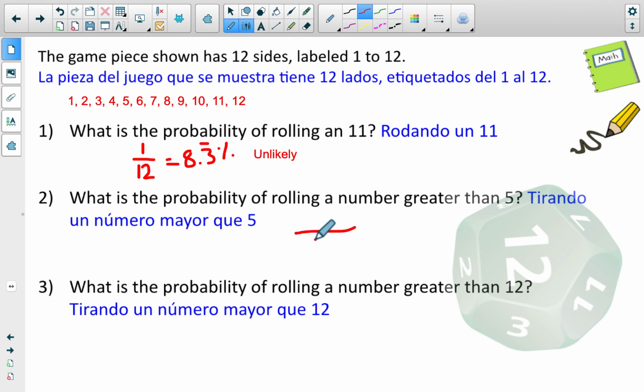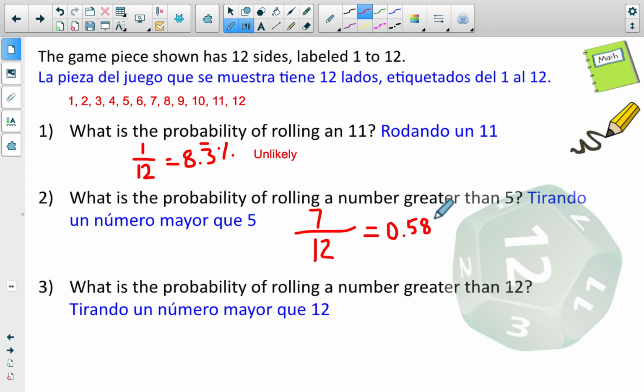Well, we know there are 12 sides. Numbers that are greater than 5. We got 1, 2, 3, 4, 5, 6, 7 of them. Okay, you got 6, 7, 8, 9, 10, 11, and 12. So that's 1, 2, 3, 4, 5, 6, 7. Now, 7 out of 12 is equal to 58.3%. I'll just write the decimal form.